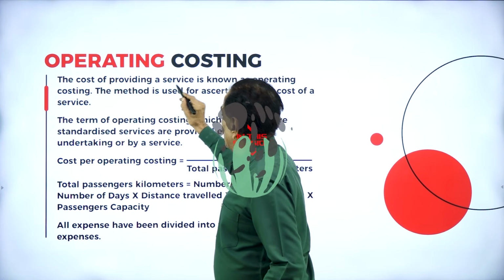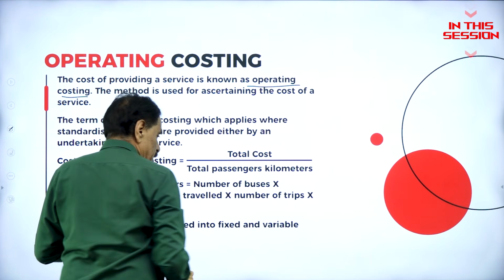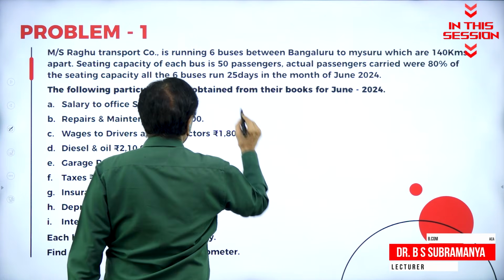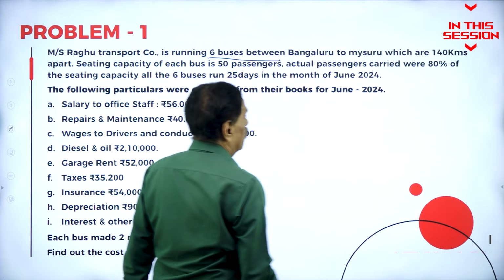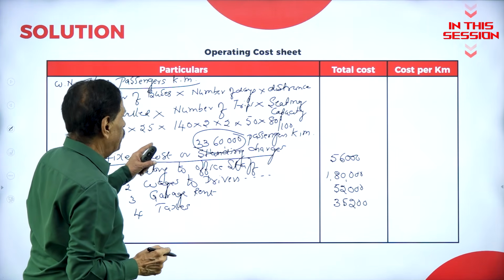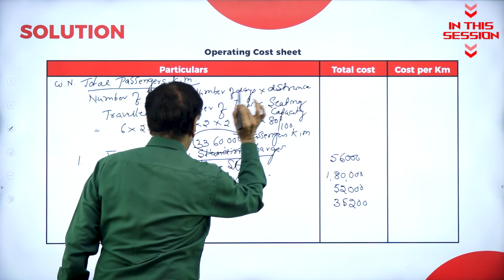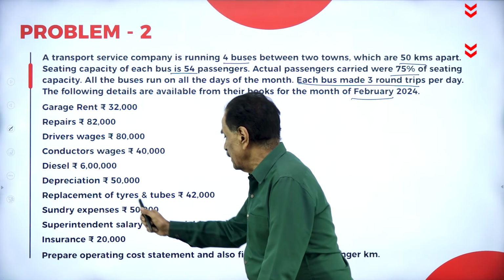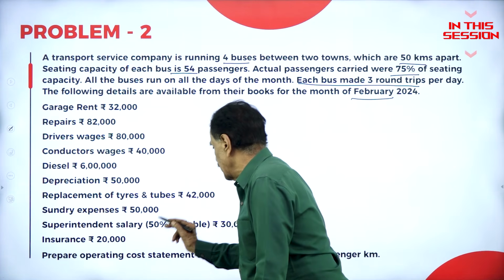The cost of providing a service is known as operating costing. It may be bus service, it may be train service. Raghu Transport Company is running 6 buses between Bengaluru to Mysuru, which are 140 kilometers. Total passenger kilometer, number of buses, number of days, into distance traveled, into number of trips, seating capacity, diesel variable, depreciation variable, replacement tire and tube is variable, sundry expense is fixed, supernumerary salary.